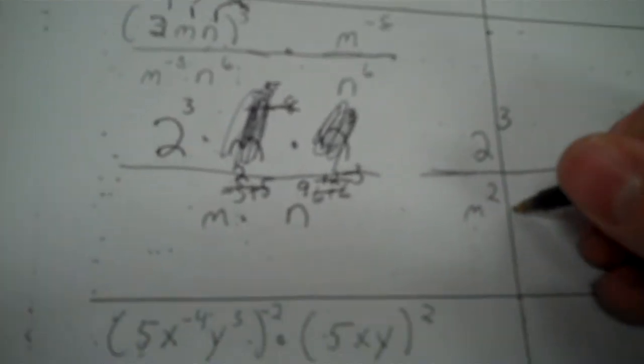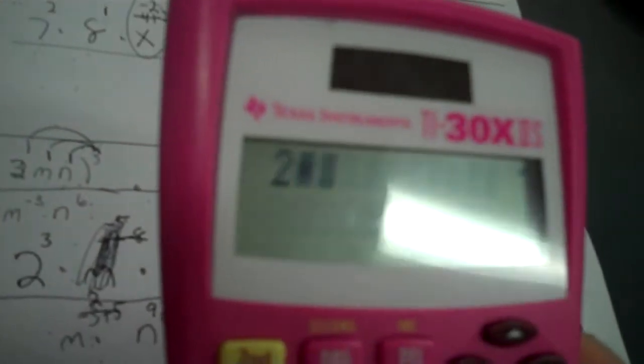You don't have any negative powers, okay? They're all positives. So we don't move anything. We keep the 2 to the 3rd on the side it's already on. We keep the m to the 2nd on the side it's on. And we keep the n to the 9th where it's at. You only move it to the other side if it's a negative power. 2 to the 3rd, that would be 2 times 2 times 2, which is 8. And I got m second times n to the 9th.